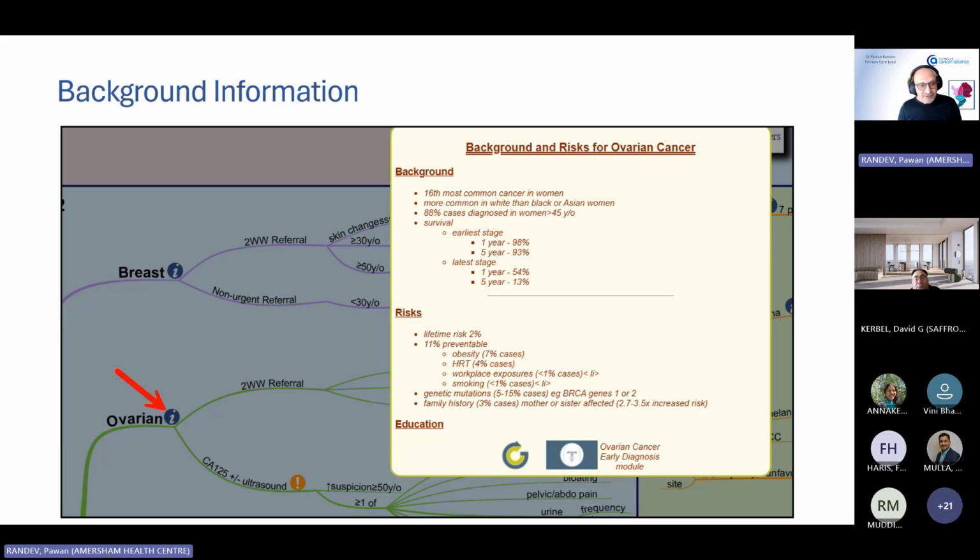So I'm hoping that you can see how the cancer maps will help to refine the investigations that you undertake at different stages of the symptoms being presented to you by patients.